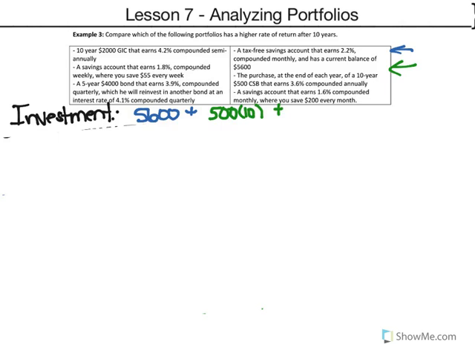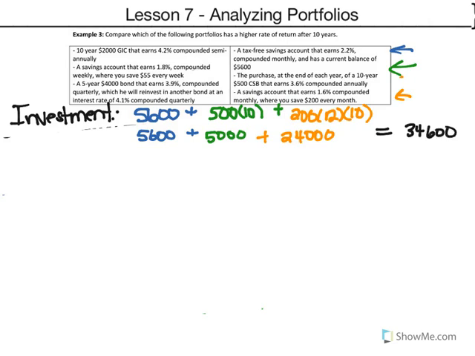And the last one is a savings account that earns 1.6% compounded monthly where you save $200 every month. So $200 every month for 10 years. So when we add these numbers up together, you get 5,600 plus 5,000 plus 24,000, and altogether your investment was 34,600. So that is how much you invested.